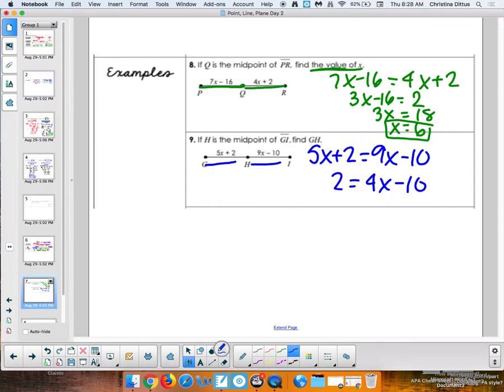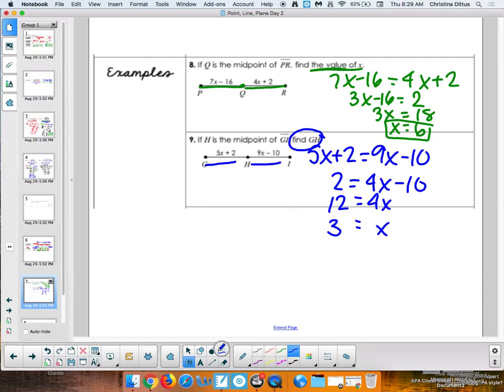Then what do I do? Add 10 gives me 12. So 4x equals 12. X equals 3 when you divide by 4. That is all good, but I'm looking for GH.